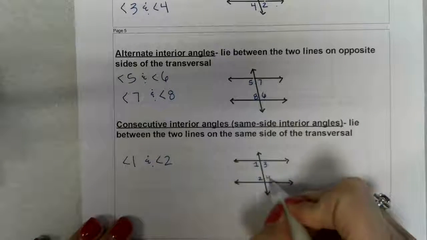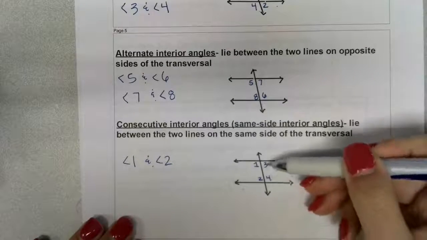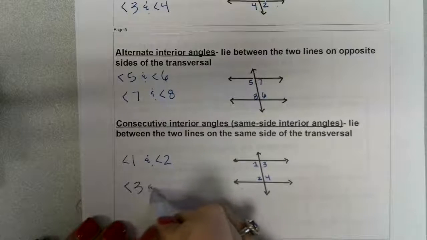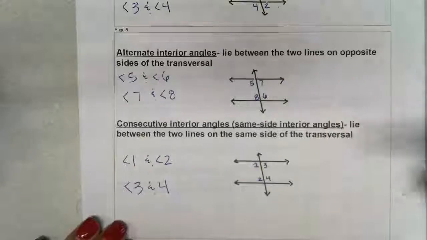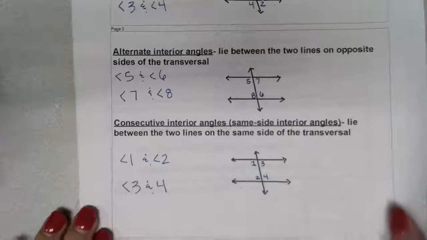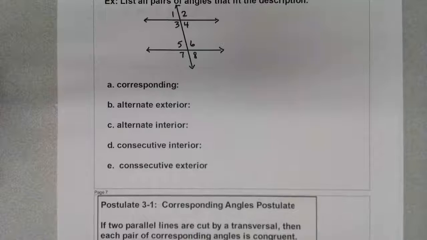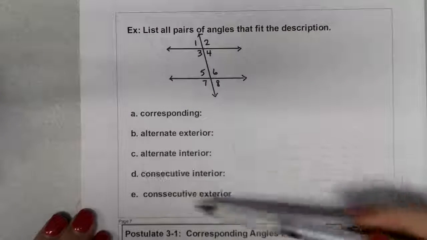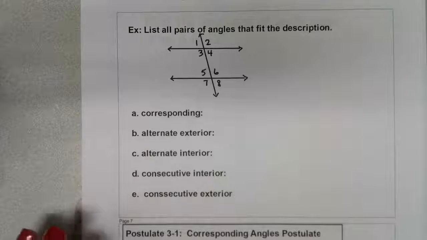All right, moving on. So let's look at this all together, okay? We're going to list out all of the angles that fit the description. So corresponding, that was the first angle that I looked at. Those are going to be the angles that occupy the same position. Okay, so if I looked here, I had 1 and 2. Those were occupying the same position along the lines.